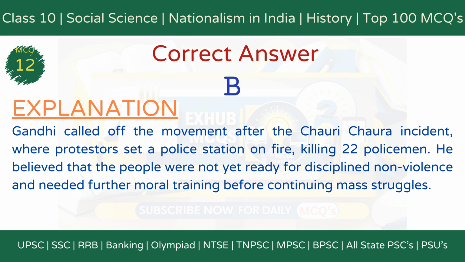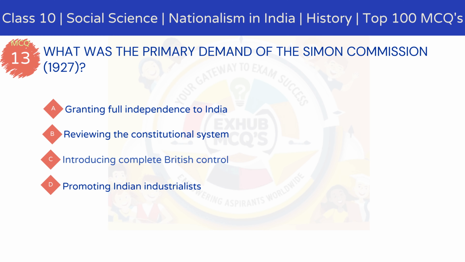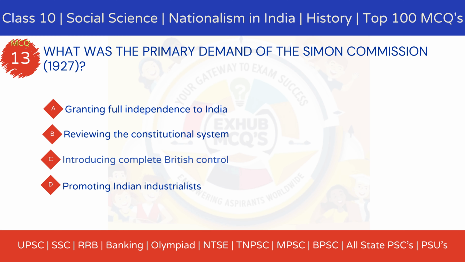Explanation: Gandhi called off the movement after the Chauri Chaura incident, where protesters set a police station on fire, killing 22 policemen. He believed that the people were not yet ready for disciplined nonviolence and needed further moral training before continuing mass struggles. MCQ 13. What was the primary demand of the Simon Commission, 1927?